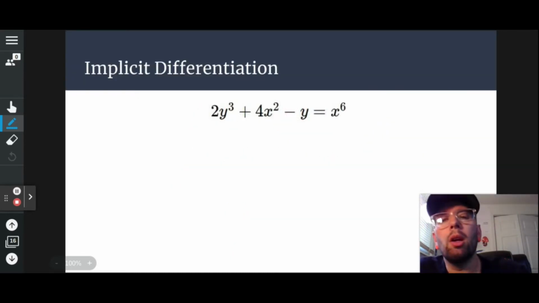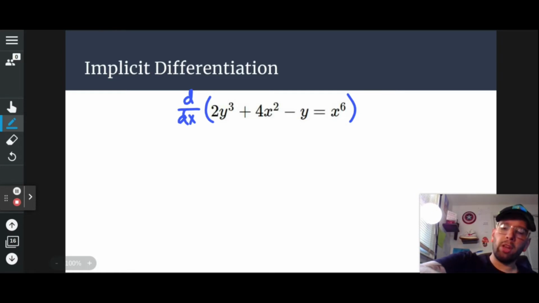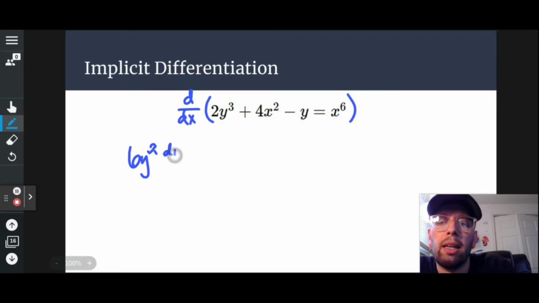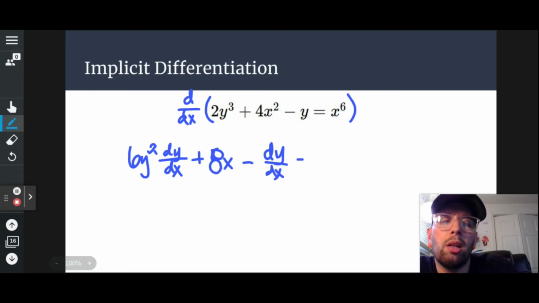Same rules apply. I'm going to take the d/dx of everything. I'm just going to write it out like this. I'm not sure if it's even math proper, but I'm doing it. When you take the d/dx of both sides, anything that has a y attached to it gets that dy/dx. So this becomes 6y squared dy/dx plus, just kidding, 8x minus 1 dy/dx equals 6x to the 5th.